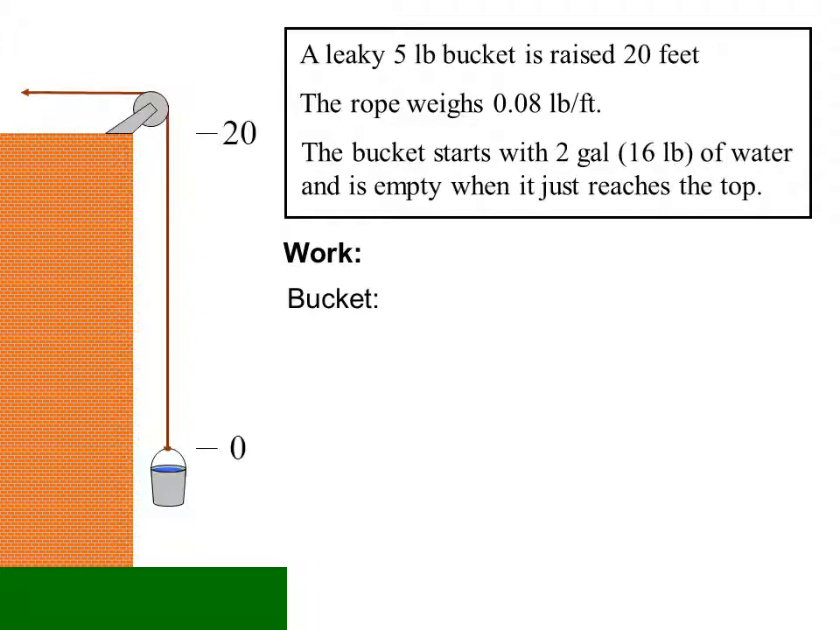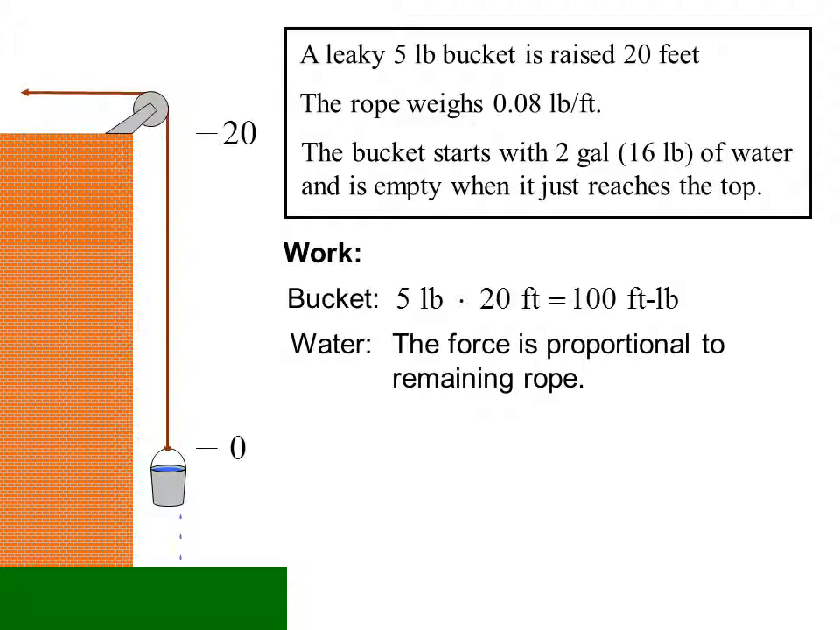So for the bucket, the force is constant. Work is force times distance, so we have 5 pounds times 20 feet, or 100 foot-pounds. For the water, the force is changing as the water leaves the bucket. The force is proportional to the remaining rope. So the force would be f of x equals (20 minus x) over 20 times 16. (20 minus x) over 20 gives you the fraction of the rope that's left.